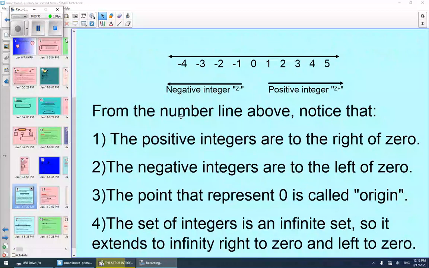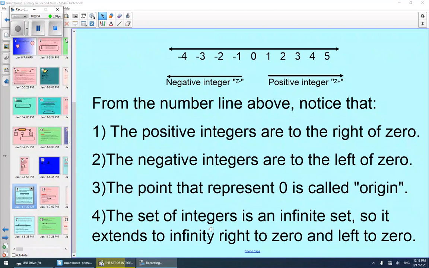From the number line above, notice that the positive integers are to the right of 0 and the negative integers are to the left of 0. The point that represents 0 is called the origin point. The set of integers is an infinite set, so it extends to infinity, right of 0 and left of 0.